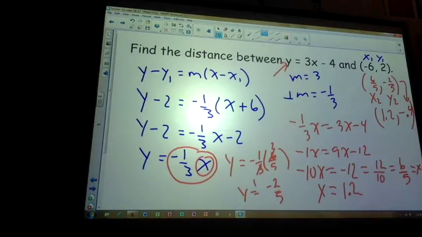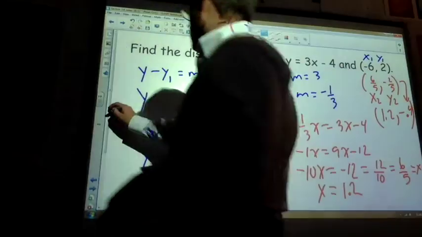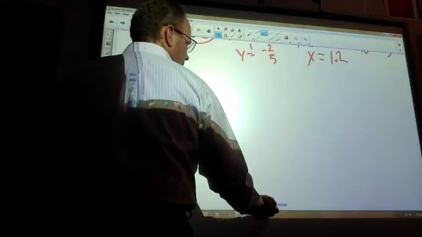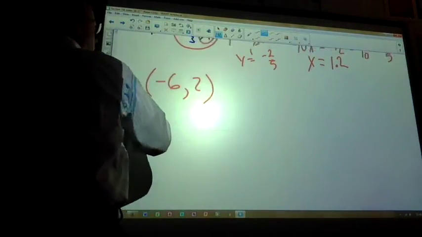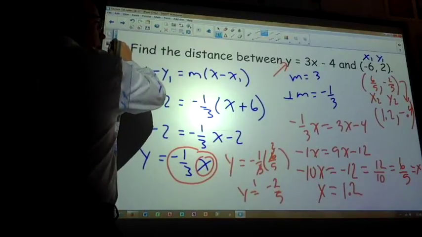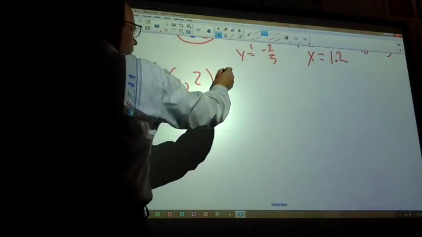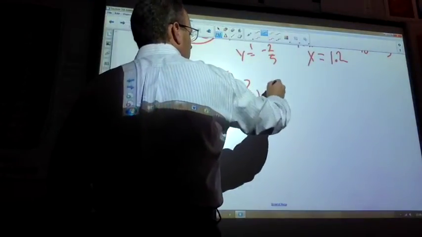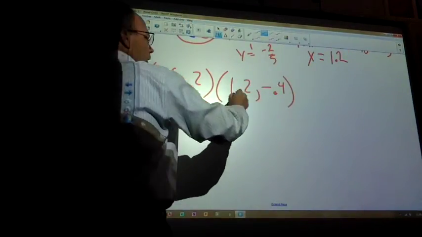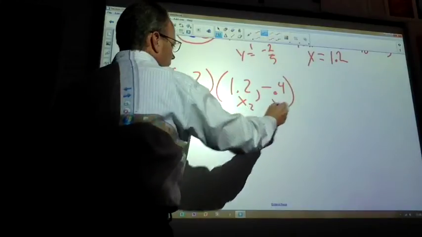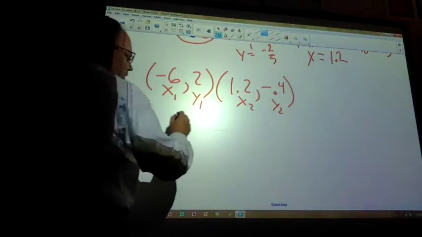What do you think? So negative 6.2. Negative 6.2 and 1.2 and negative 0.4. So x1, y1, x2, y2. If you have a calculator, this would probably be good. The distance between them.